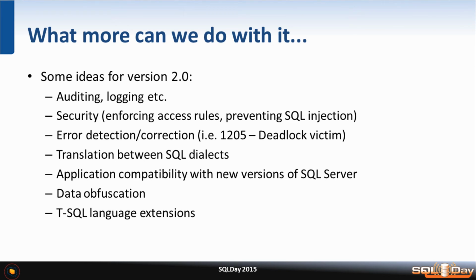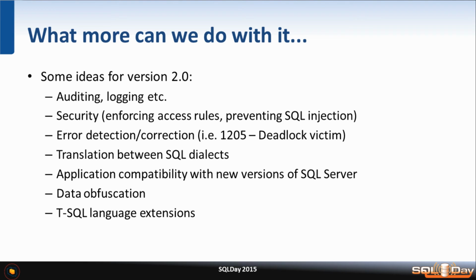We can do error detection and correction. One of the first things that we're going to do in version 2.0 is automatic retry of your transaction after a deadlock. If you become a deadlock victim, we will retry it for you. You're not going to even know. Why? Because so many applications out there do not have proper detection and handling of deadlock victim error 1205 implemented. So they just crash or show an error message to the user, where it could be easily fixed by just retrying the transaction. So we're going to do that automatically.